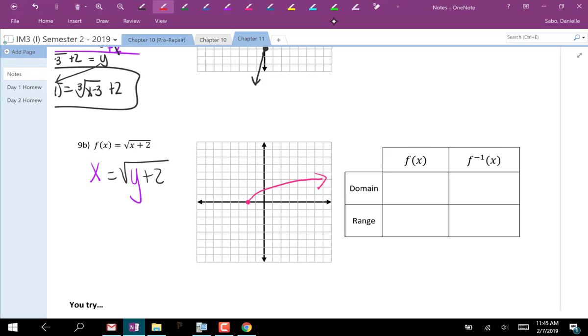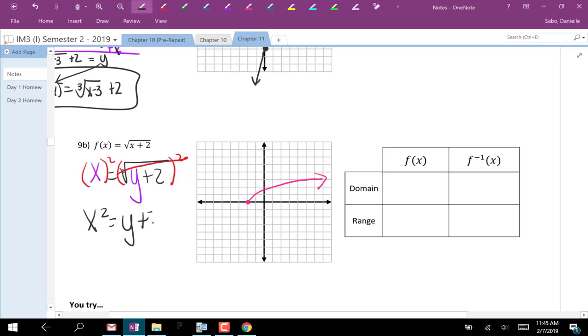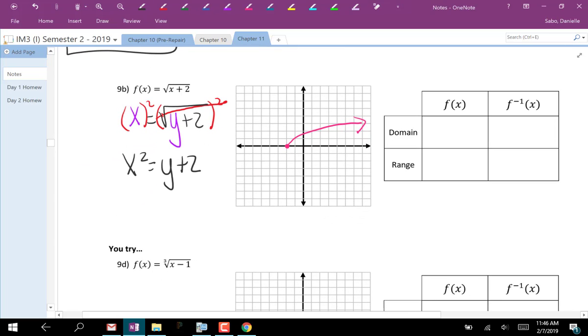Okay? So here's my hint to you. Remember when you square root, there's technically a little 2 here. Remember, you always raise it to that power. So it's going to be to the power of 2 on both sides. So now look, gone. And I get x squared is equal to y plus 2. And I only have one more step. And now what do I do? How do I get y alone? What must I do? Minus 2. Very good.